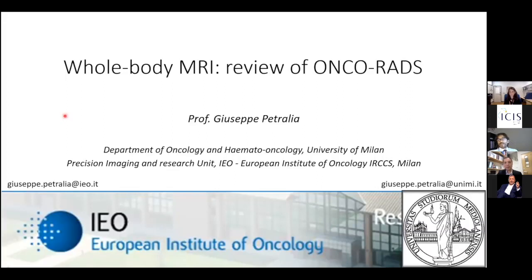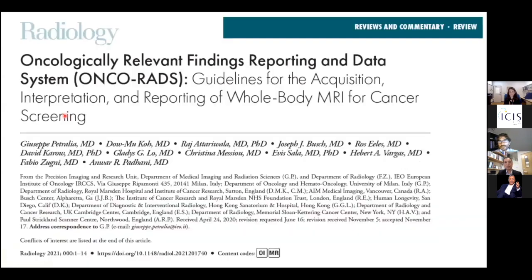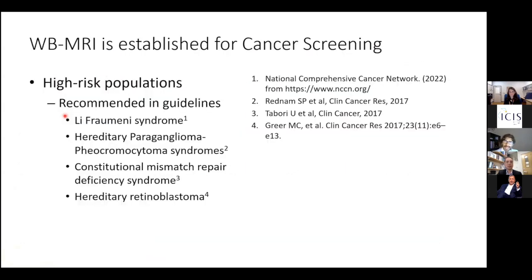Okay, so now it's up to me to introduce the topic, and I will discuss the ONCO-RADS guidelines. ONCO-RADS stands for Oncologically Relevant Findings Reporting and Data System. Basically, they are guidelines for the acquisition, the interpretation, and the reporting of whole body MRI performed for cancer screening. And a brief introduction to the topic.